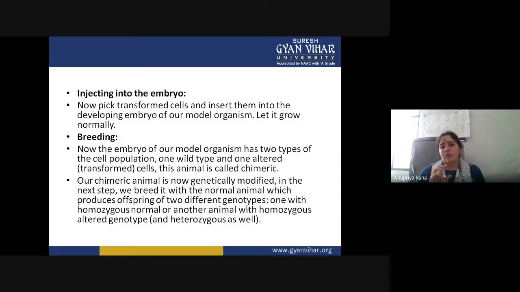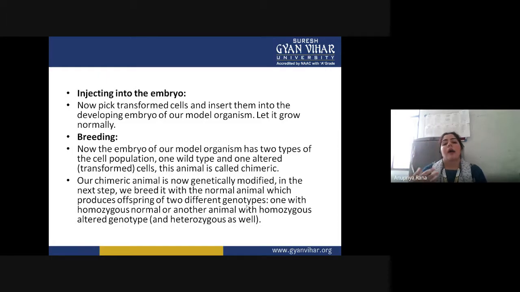So after these cells are taken in, we will insert them into the developing embryo of a model organism, and the mice will grow normally inside our lab under observation. After that, when they mature, the next step we are going to do is breeding.